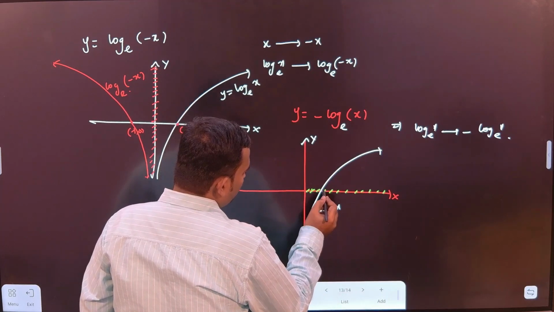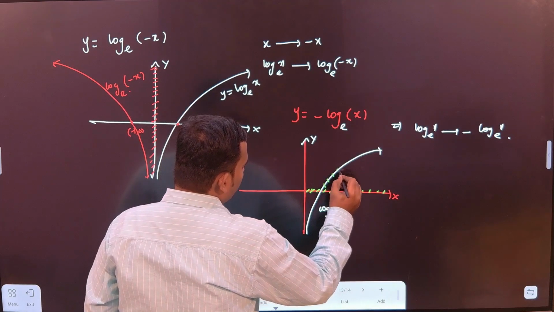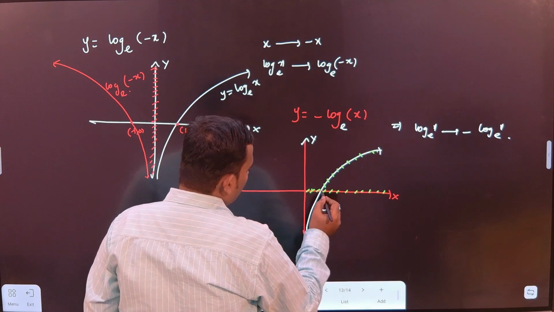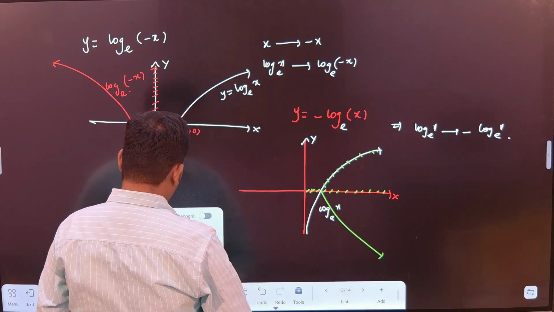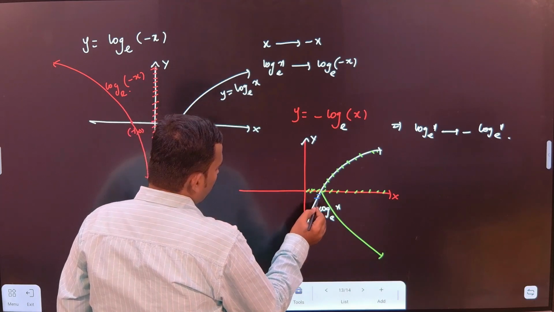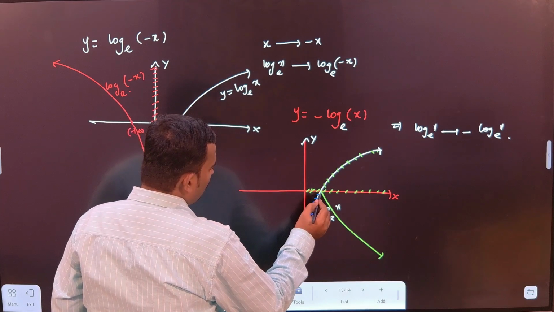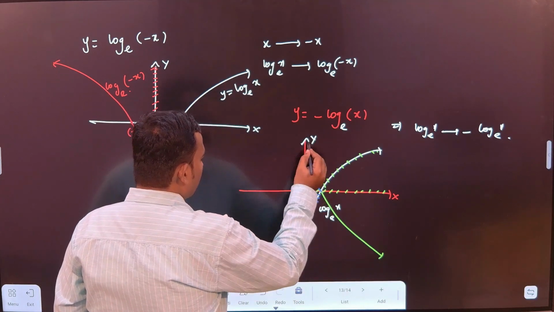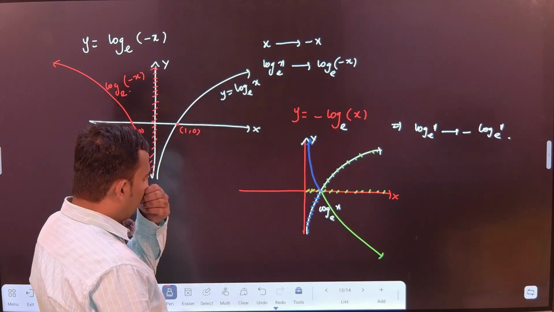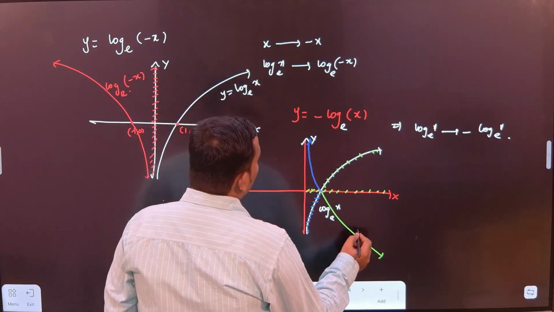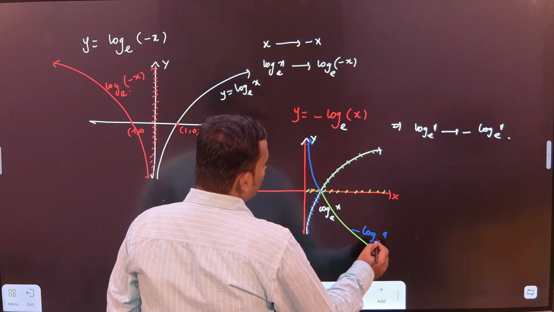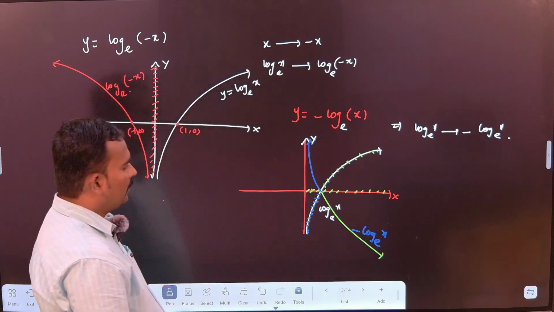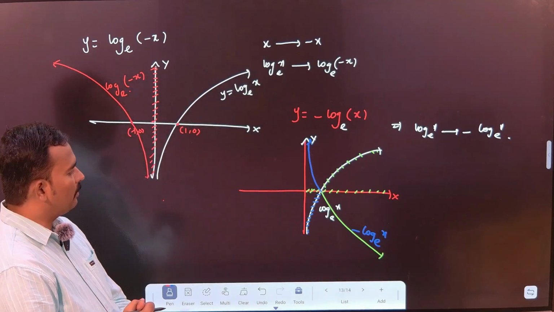You can see this portion is there, no? This portion will be covered like this, and this portion is there, no? Let's take this one. You can see this will be covered this way. Okay, this is the graph of minus log x base e. Clear? I hope everyone understands, right?